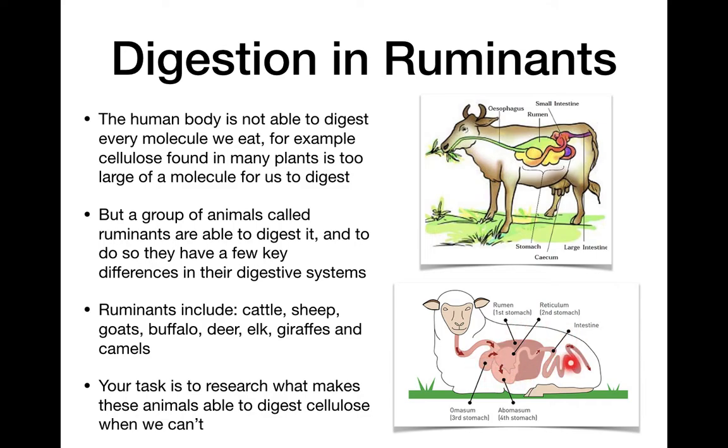Here's a sheep's system, quite different from ours at the beginning, the stomach area particularly. And then same thing here, we have a cow, it's quite different in the stomach area. They still have a small intestine, they still have the esophagus and the mouth and the anus, but it's just a little bit different in the stomach area. So you need to look at that and see what is different in these that allows them to digest cellulose when we can't. You can look at ruminants in general, or you can pick one of these to focus on. It's up to you. And we need to answer the question, what makes them able to digest cellulose when we cannot? Talk about the structure of their system, okay?